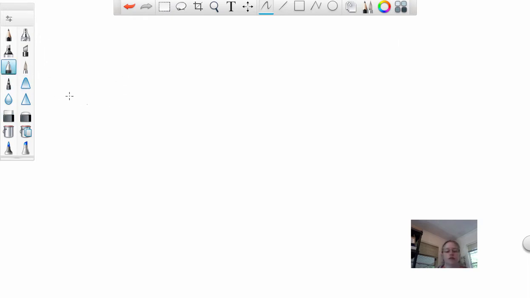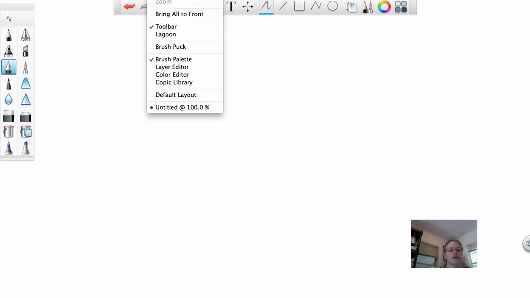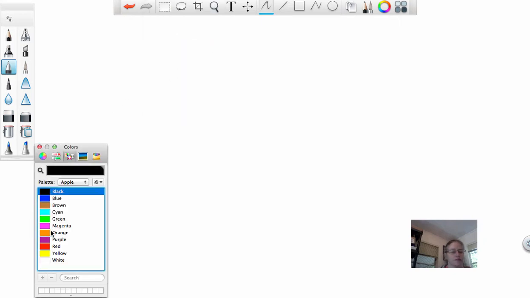Okay, so here is our first big formula. Should we change colors for that? Yeah, I think so. Let's see. Color. I don't know which one of these it is. It seems like it'd be color editor. Yeah, that seems good.